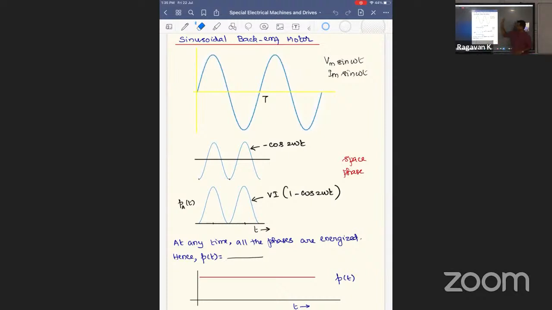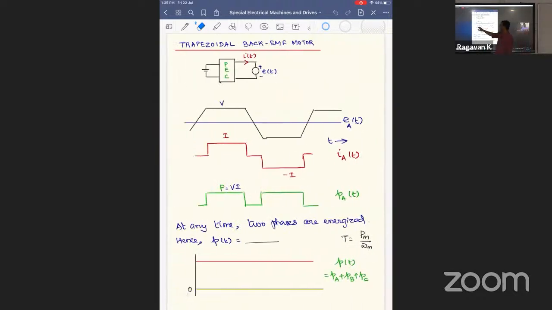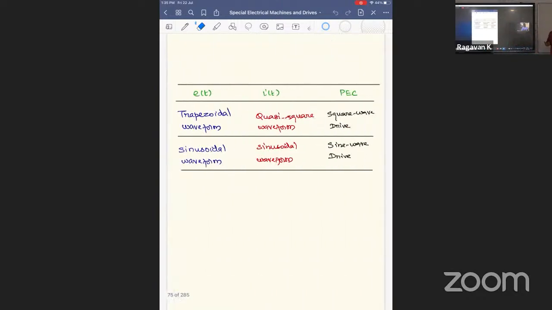So the difference between the trapezoidal back EMF motor and the sinusoidal back EMF motor: in the first, two windings are energized, and the current is a quasi-square current. We should not call it a square, because square means 180 degrees positive. It's 120 degrees positive and 120 degrees negative, and the remaining time is 0. This is called quasi-square current, and that one is sinusoidal current. The corresponding drives are referred to as square wave drive, although it's a quasi-square current, and sine wave drive.